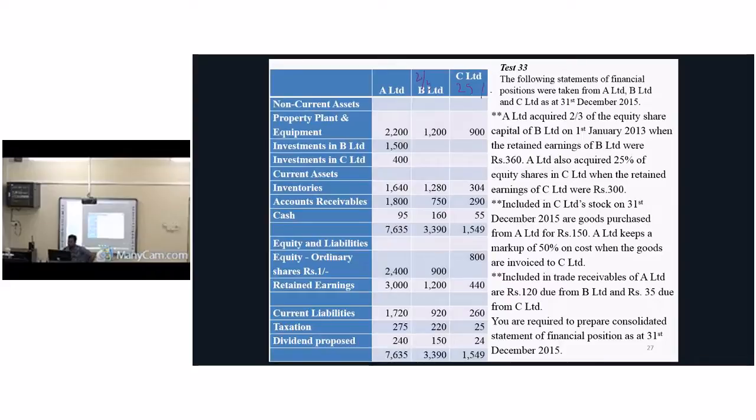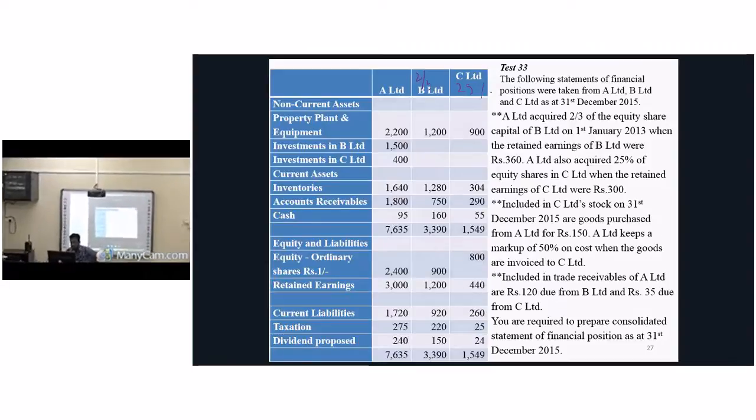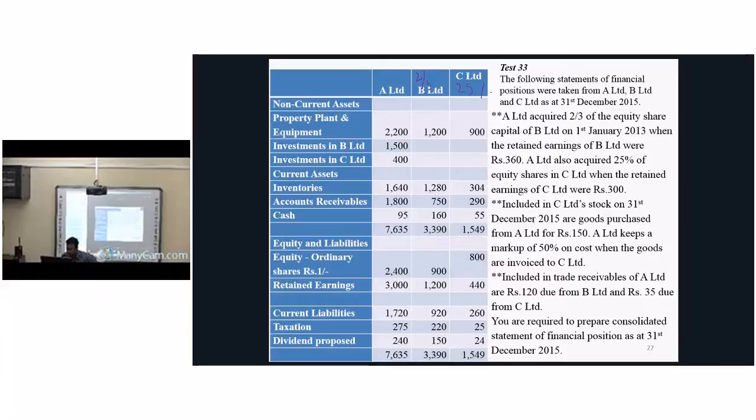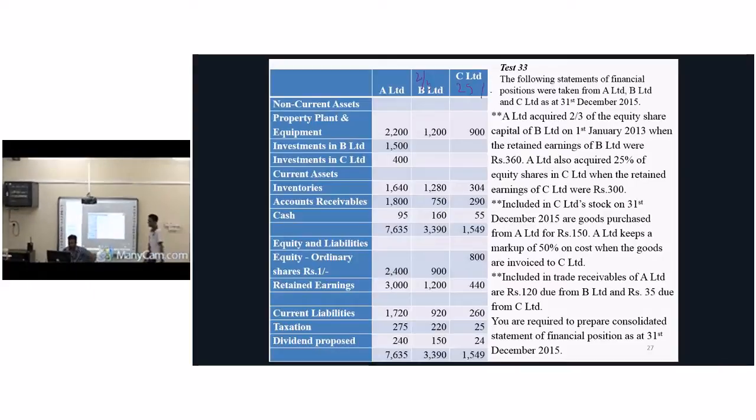On that date, retained earnings is also given: 360 in B, and when A purchased 25% of C, retained earnings was 300. Hold a line, please.